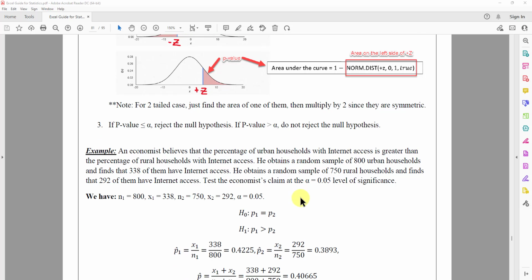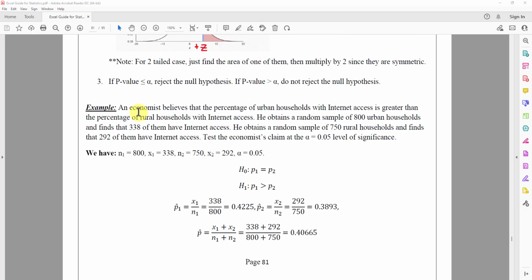Okay, let's take a look at this example. An economist believes that the percentage of urban households with internet access is greater than the percentage of the rural households with internet access. He obtains a random sample of 800 urban households and finds out that 338 of them have internet access. And he also obtains a random sample of 750 rural households and finds out that 292 of them have internet access. We want to test the economist's claim at the alpha level of 0.05 level of significance.